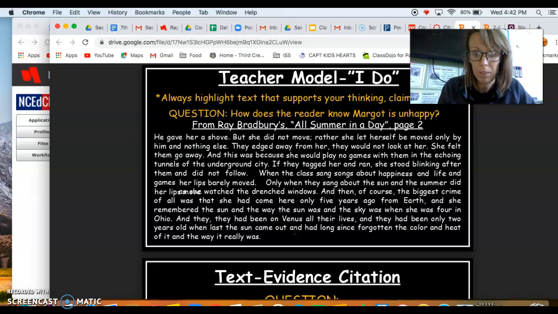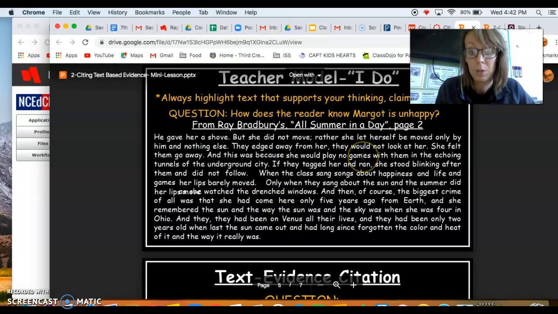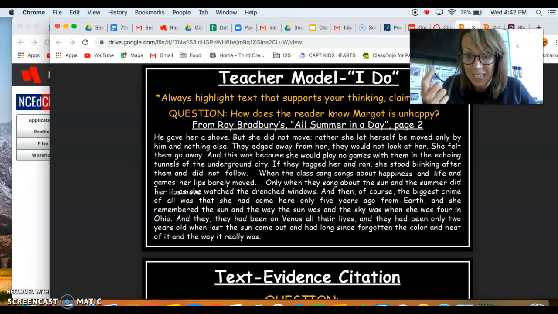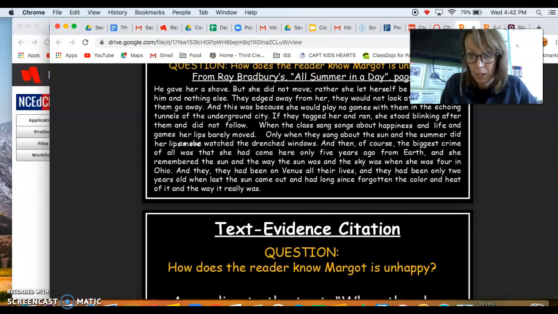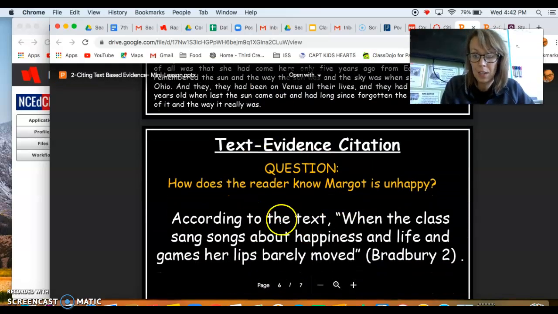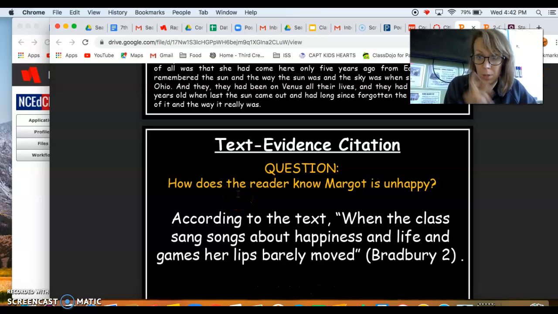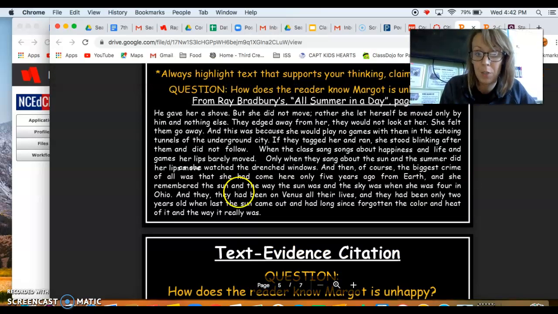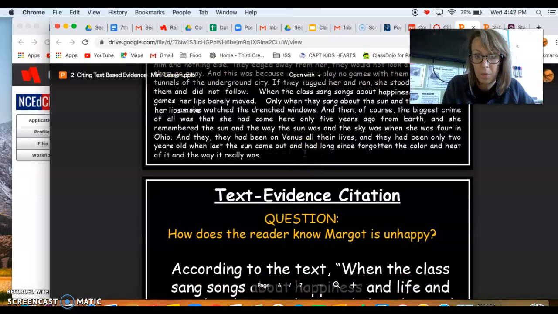was." All right, so Margot is unhappy. We can tell that based upon her actions. We can tell that based upon what she's thinking, how she feels about life. So if I would answer with cited evidence to support my answer, I would need to find those things.